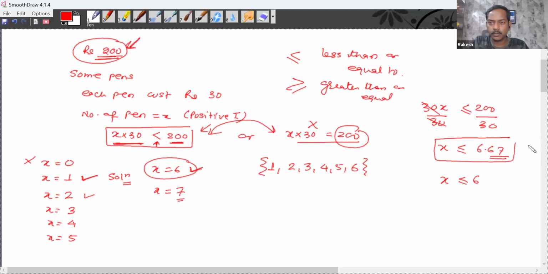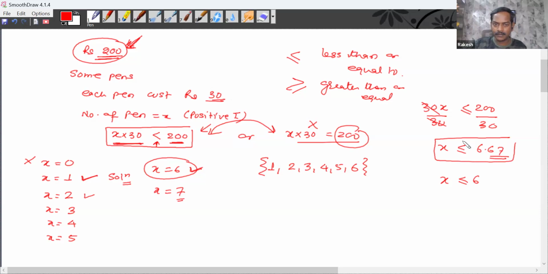But since it is talking about the pen having to be an integral value, that too a positive integral value, we can say that the maximum number of pens which I can buy is 6. I could have asked this question also: if I have 200 rupees, each pen is costing 30 rupees, what is the maximum number of pens I can buy? Again, we would be proceeding the same way.